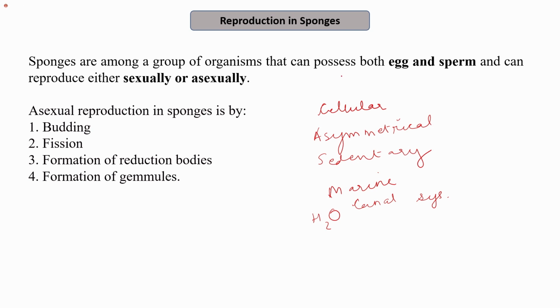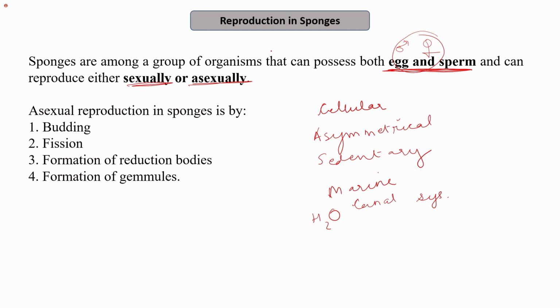Sponges are among the group of organisms that possess both egg and sperm, and therefore they can be called hermaphrodites, since both male and female organs are present in the same organism. And they can reproduce either sexually or asexually. So sponges can undergo both types of reproduction, that is, they can reproduce either sexually or asexually.